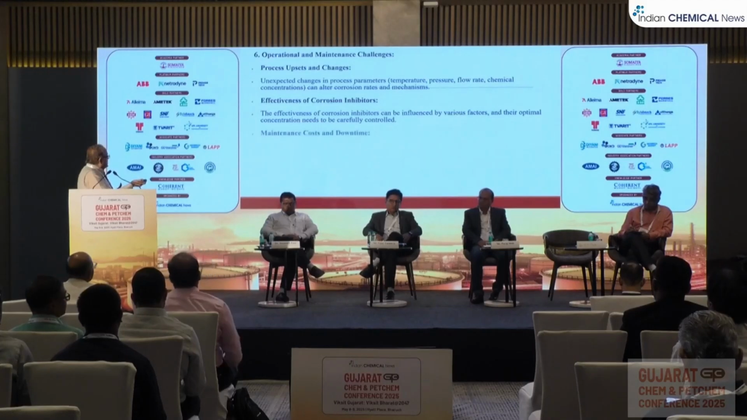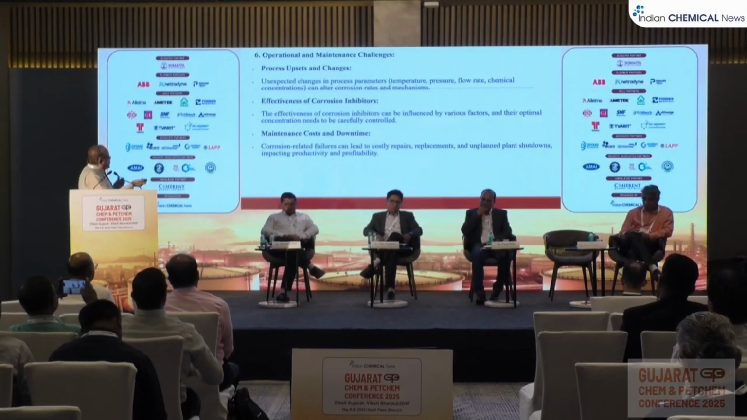Process upsets and changes. Unexpected changes in process parameters like temperature, pressure, flow rate, chemical concentration can alter corrosion rates and mechanisms. Effectiveness of corrosion inhibitors. The effectiveness of corrosion inhibitors can be influenced by various factors and their optimal concentration needs to be carefully controlled. Maintenance cost and downtime. Corrosion-related failures can lead to costly repairs, replacement, and unplanned plant shutdown, impacting productivity and profitability.